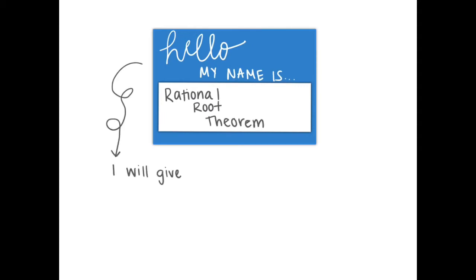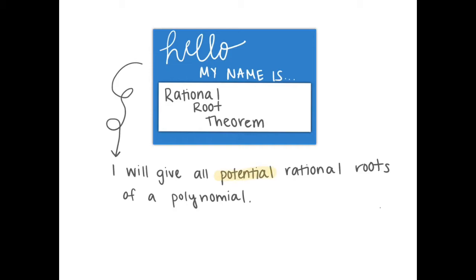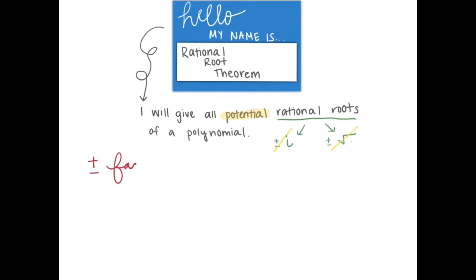We use it to determine the potential rational roots of any polynomial. Okay, so let's unpack that. Potential means they're not always going to happen. Rational roots mean it's not going to cover i or square roots.